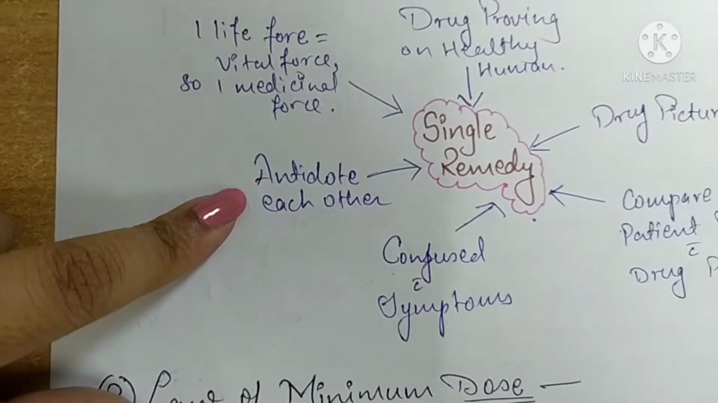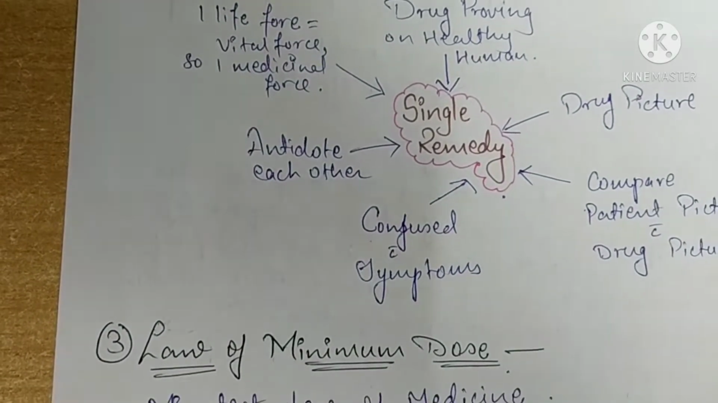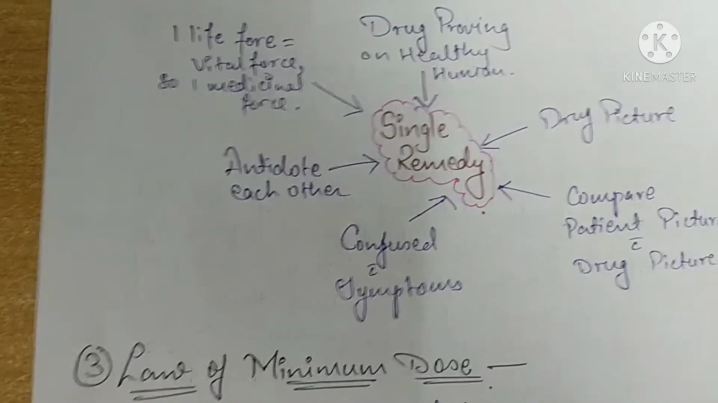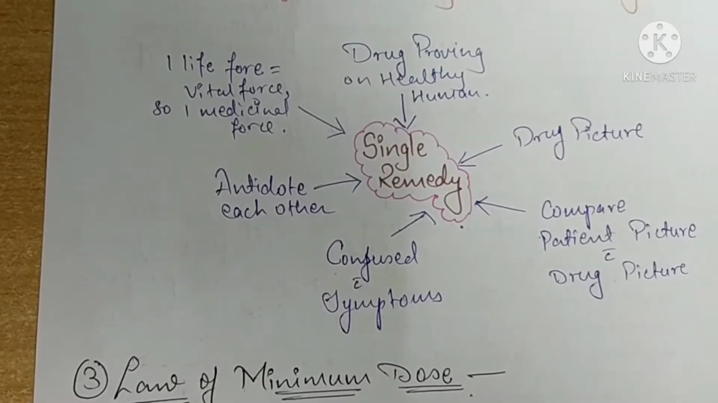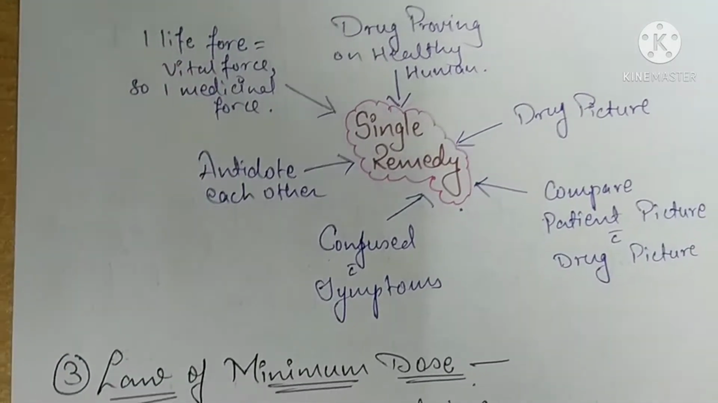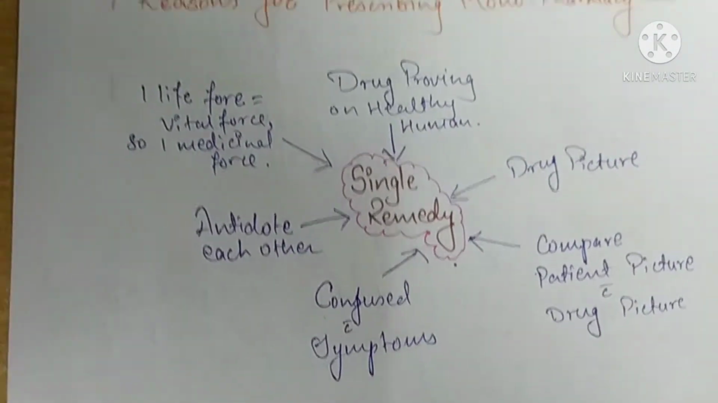Then, antidoting each other. Some drugs tend to antidote each other. They don't follow their reaction at all, and sometimes complications might happen. So these drugs antidote each other's action and give a null effect.